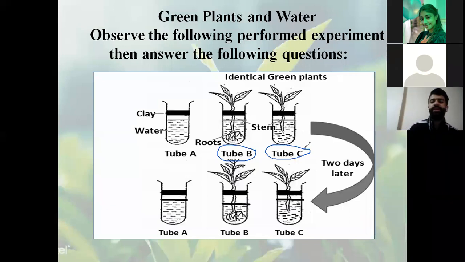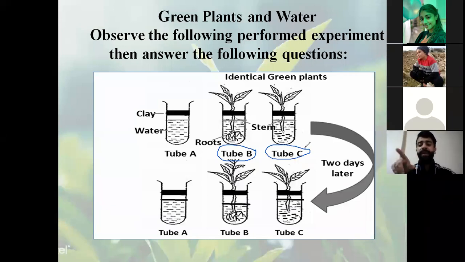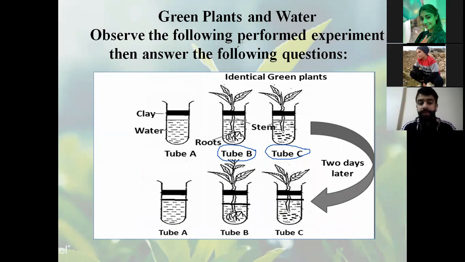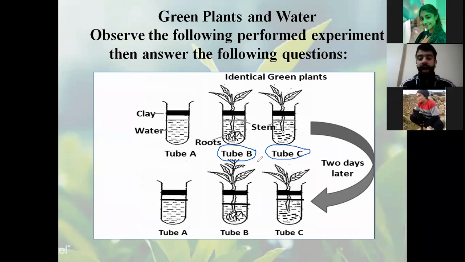Yes, Hassan Jradi, what do you think? What is the variable between tubes B and C? Roots. Very good, ya Hassan. Excellent. Why did you say the roots? Because in tube C there are no roots. Very good. While in tube B, what do we have? We have roots. Excellent, ya Hassan. So in tube B, we have roots, while in tube C, we don't have roots. So the variable factor is the roots. Very good, ya Hassan. Excellent.